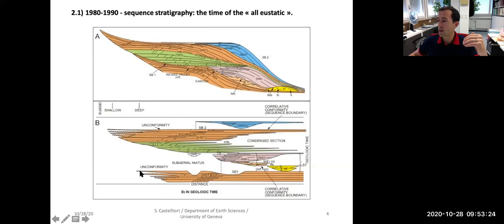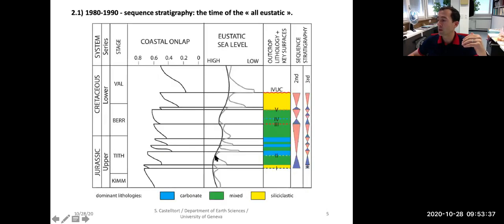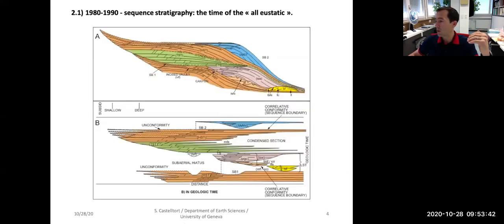You see the onlap here? What I show here is how sediments onlap onto land. And you see it goes up on land, and then it shifts basin wise. Then it goes up again. Sorry for that, it's my mouse. And then it shifts again here, and then it goes basin wide and then shifts again. So this onlap curve could be global.